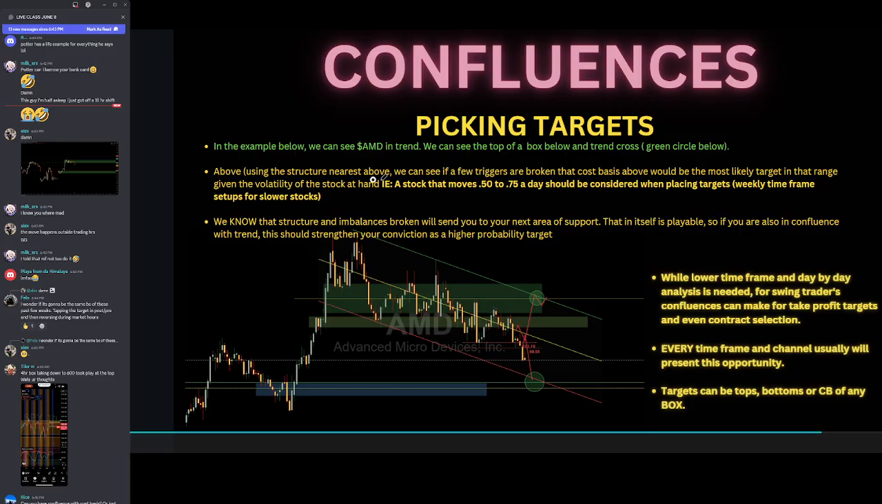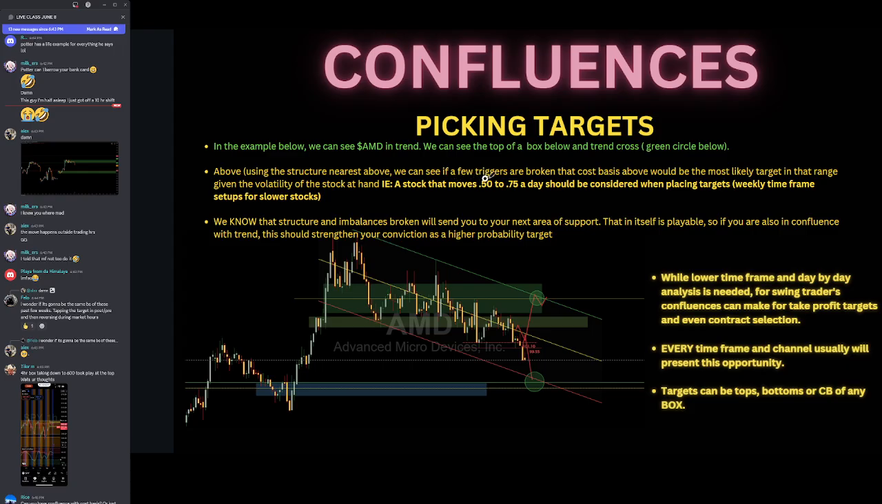Above, using the structure nearest above, we can see if a few triggers are broken, that cost basis above here would be the most likely target in that range given the volatility of the stock at hand. A stock that moves 0.75 to 0.50 to 0.75 cents a day should be considered when placing targets, right? We just need to know if that stock moves like a dinosaur. That's going to correlate with our contract selection and how and where we take that trade. We know that structure and imbalances broken will send you to your next level of support. That in itself is playable.